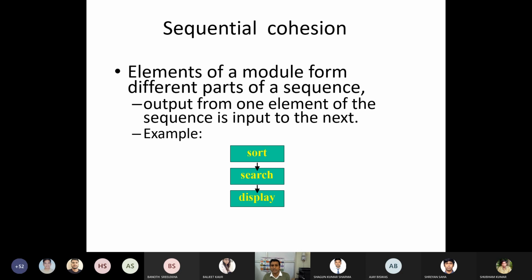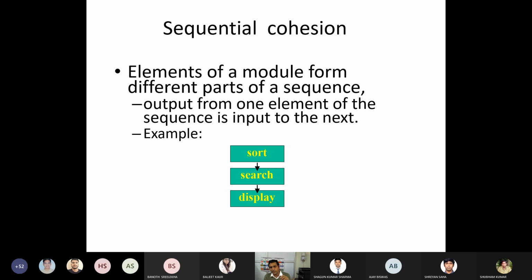Now, what is sequential cohesion? So here it is something like this. You have some of these functions. Unless the sort function is completed first, you cannot go into the next step. So the output of the sort function is given as input to the search function. Now the output of the search function is given as input to the display. Whenever you see this, it is called sequential cohesion. Clear?